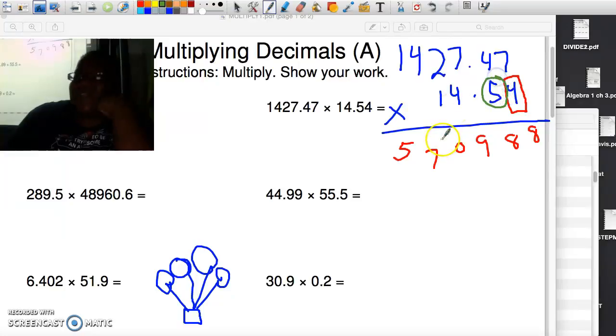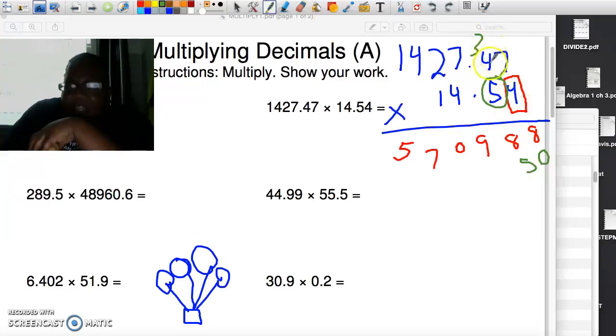My next anchor is a 5. But remember, with each row, you need to place zeros for place value, right? So my first connection will be the 7 times 5, and that is, what, 35? Right? So now, 7 times 5 gives our 35, and then I'm going to do the 4 times 5, which is 20, plus 3. That gives me 23.